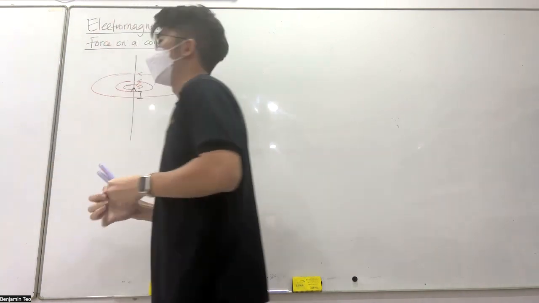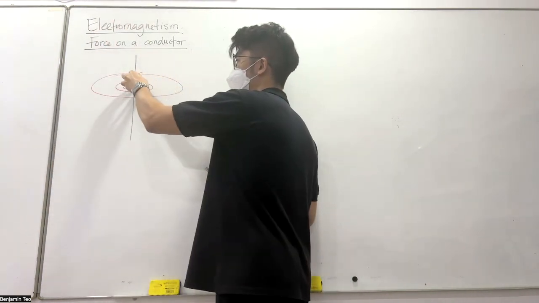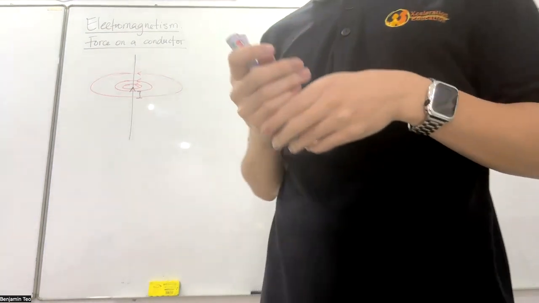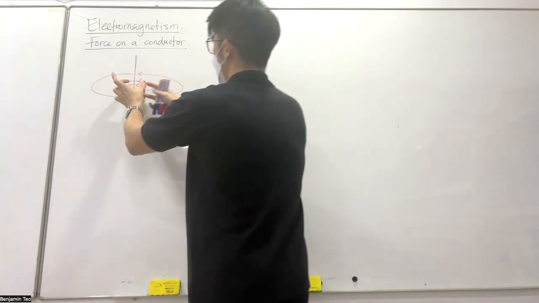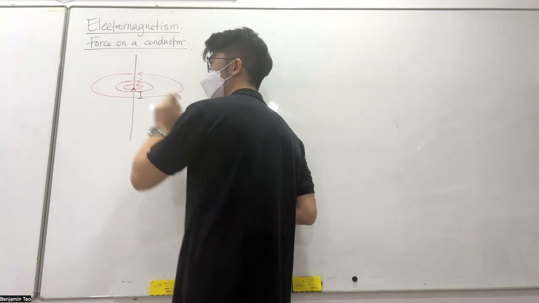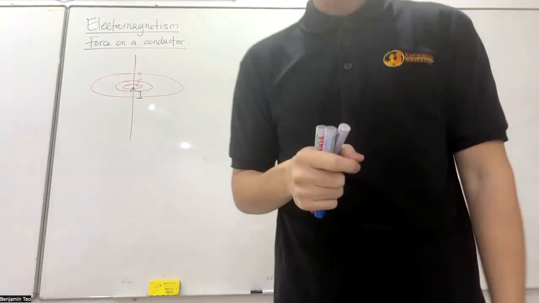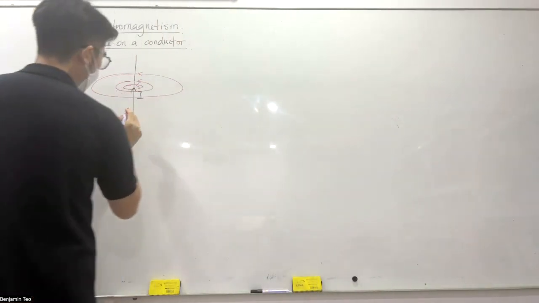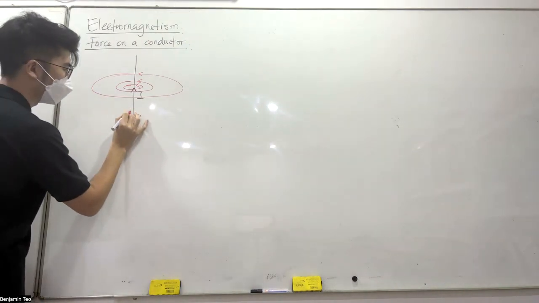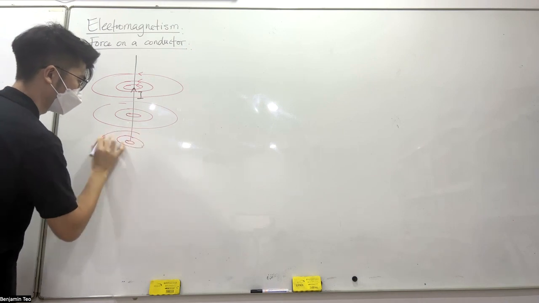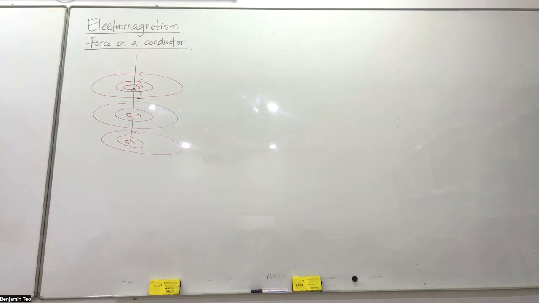Anti-clockwise, okay. If your lines are closer, concentrated, it means the strength of the magnetic field is higher. If it's less concentrated then it's weaker. So closer to the center the strength is higher. This side is also the same along the wire, okay? Along the wire, here you also have the magnetic field.